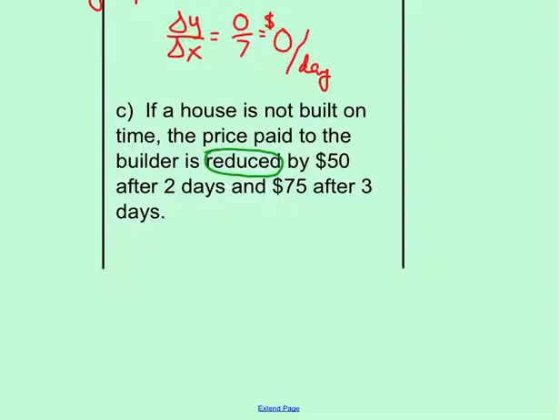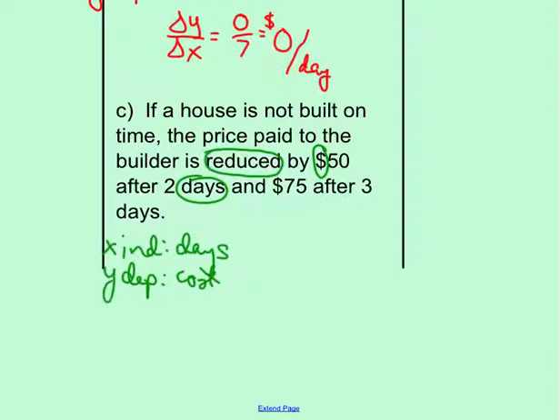As the number of days, sorry, I forgot to identify my variables. So we had $50 and 2 days. So we know that days is our independent variable. And the dependent variable is going to be cost. So as the number of days increases, the price that is paid to the builder decreases because that's what reduced means. Okay, so this is a negative relationship because as the number of days goes up, the amount the contractor is paid goes down. All right, change in y over change in x.